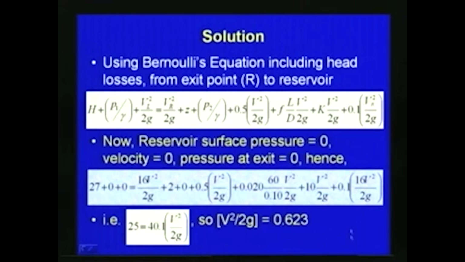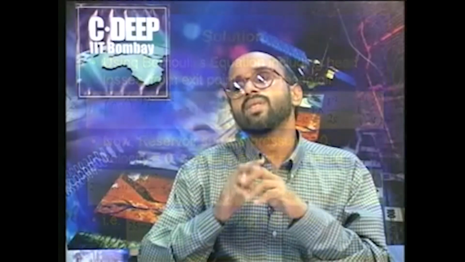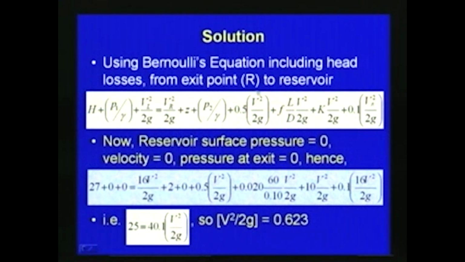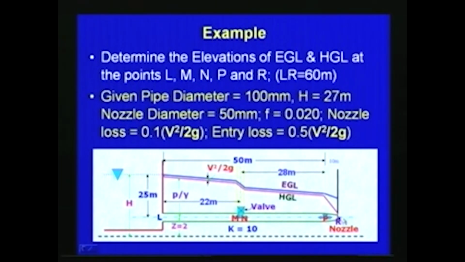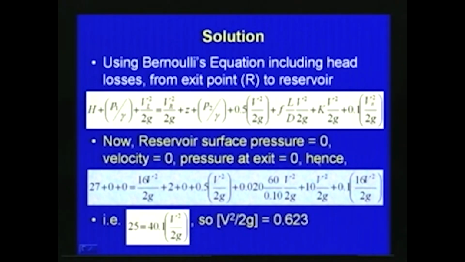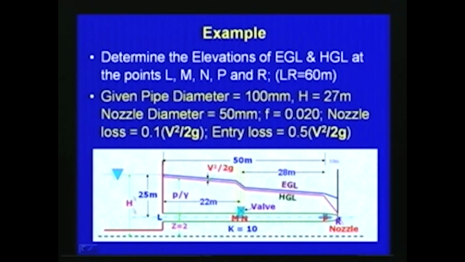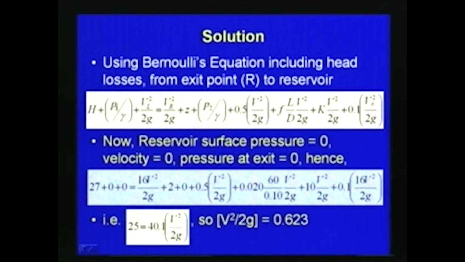So, as we discussed, here we will be using Bernoulli's equation, which includes the head loss. First we will consider Bernoulli's equation from exit point R to the reservoir. So, here this is the exit point R to the reservoir. We will consider Bernoulli's equation with respect to the reservoir, H is the head, and then P1 by gamma is the pressure head, and VL square by 2G.